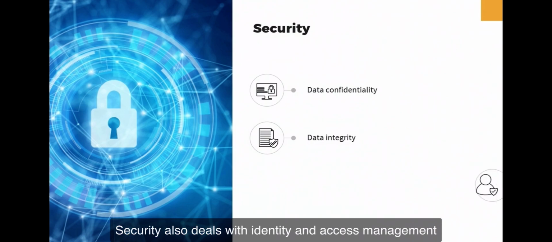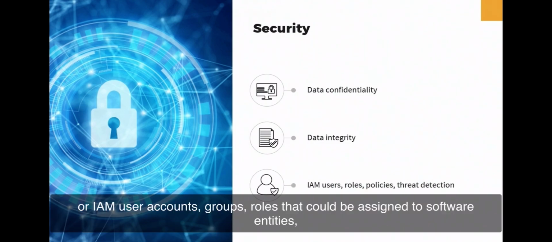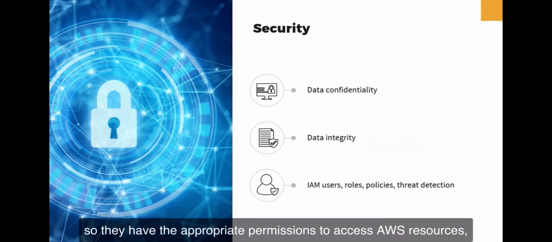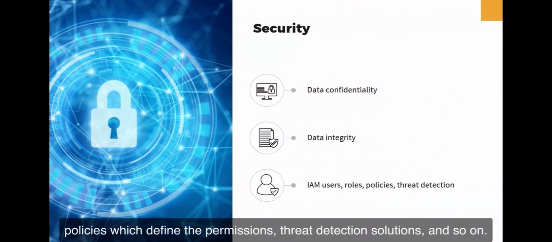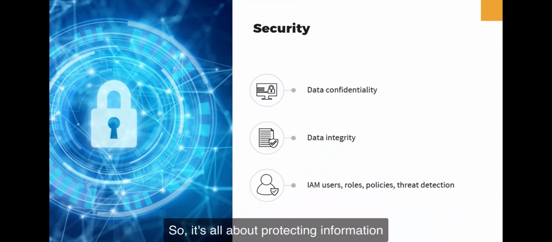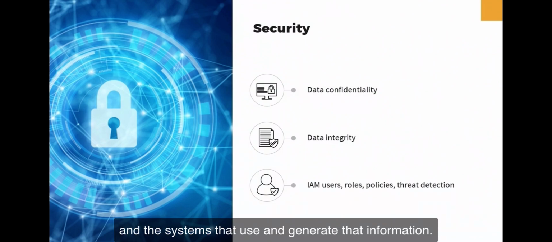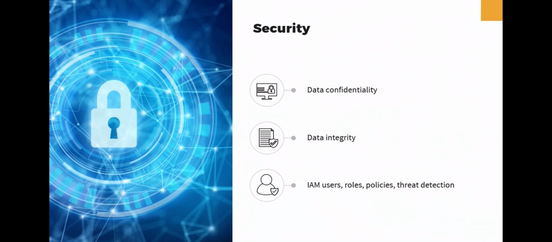Security also deals with identity and access management, or IAM: user accounts, groups, roles that could be assigned to software entities so they have the appropriate permissions to access AWS resources, policies which define the permissions, threat detection solutions, and so on. So it's all about protecting information and the systems that use and generate that information.